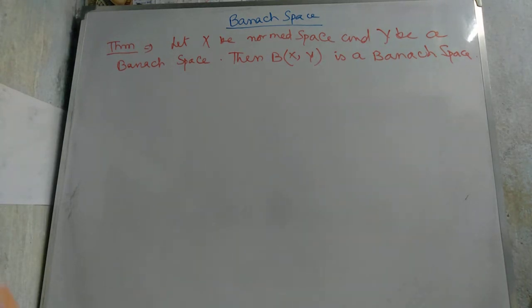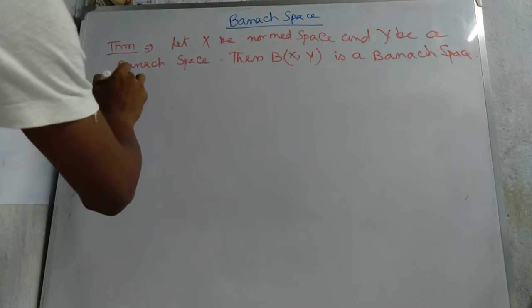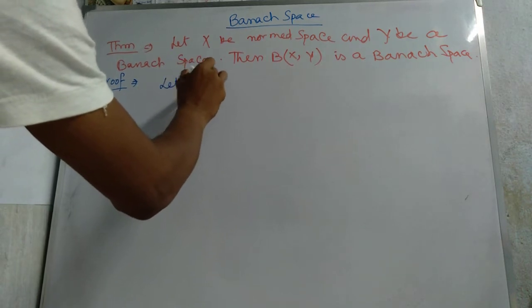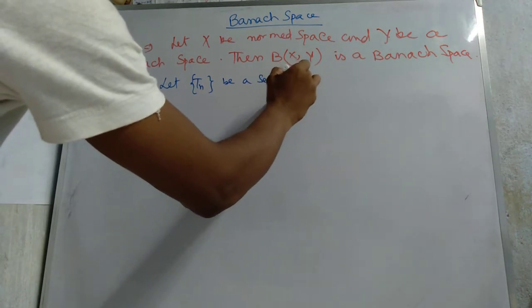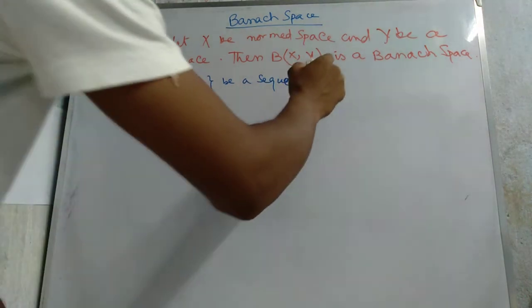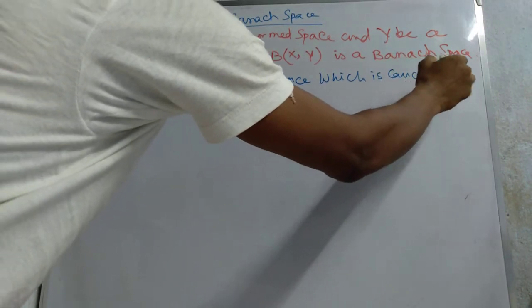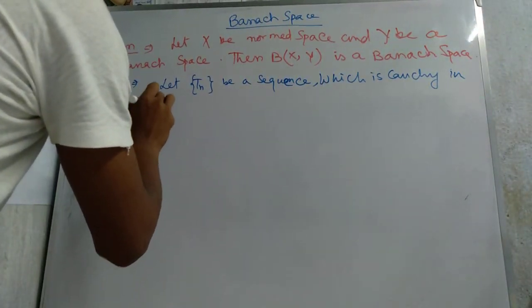We have to prove, or we have to show that. So how do we show B(X,Y) is a Banach space? First we do it in this way. Let Tn be a sequence, a Cauchy sequence in B(X,Y).